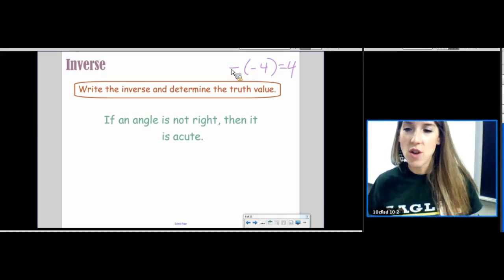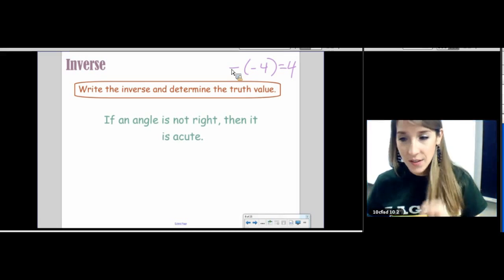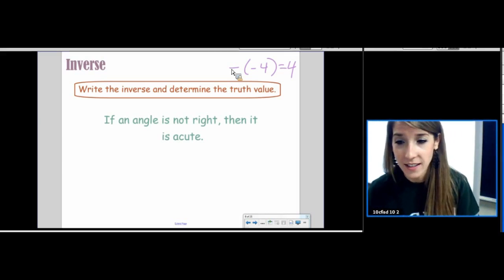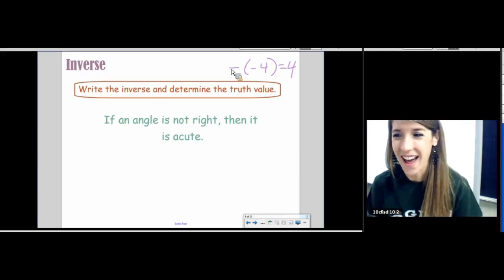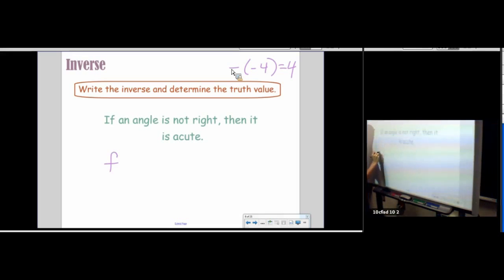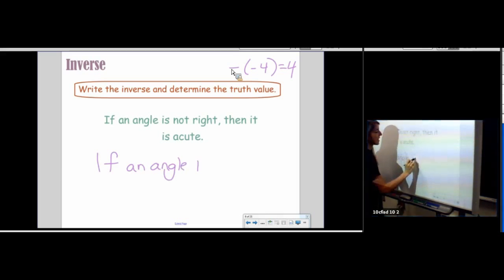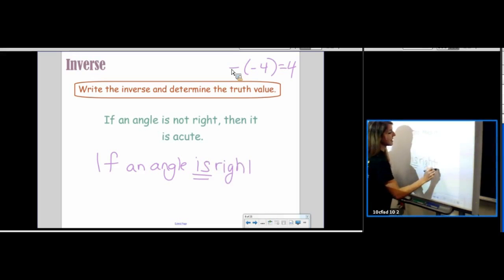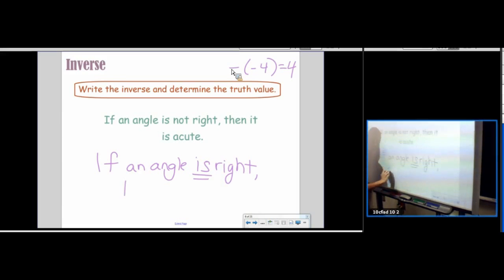If an angle is not right, well, the inverse of that is, you don't write, if an angle is not right. Oops, that's my F. Okay, if an angle is right, because a not is an is, then it is acute.